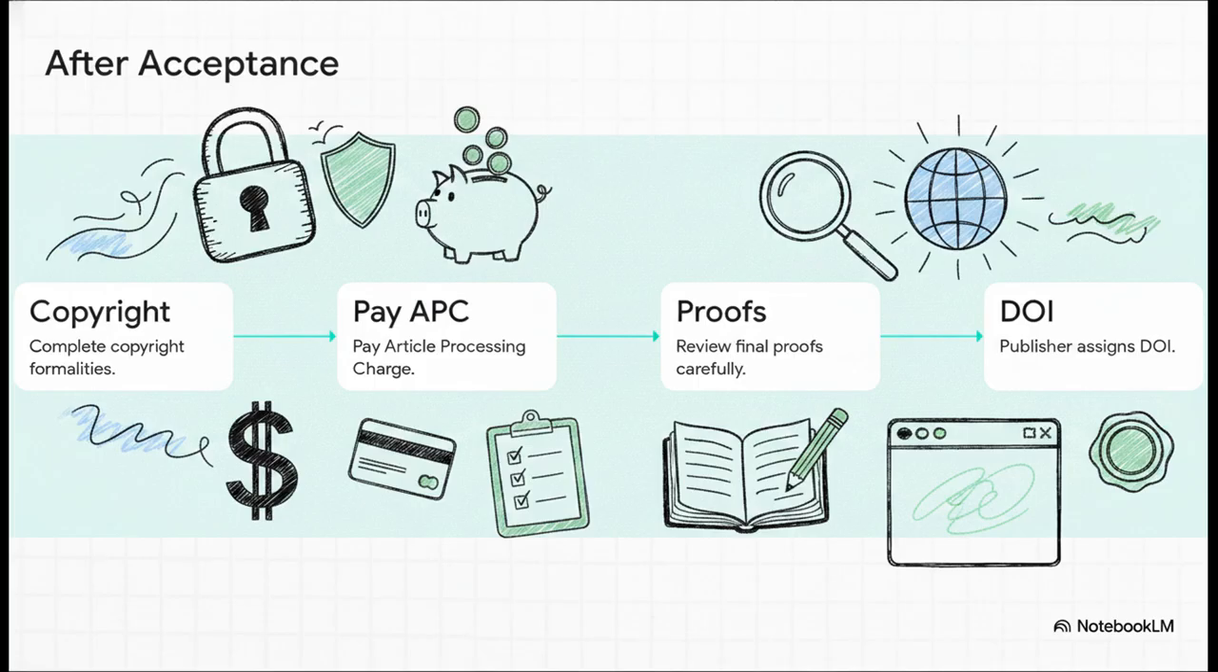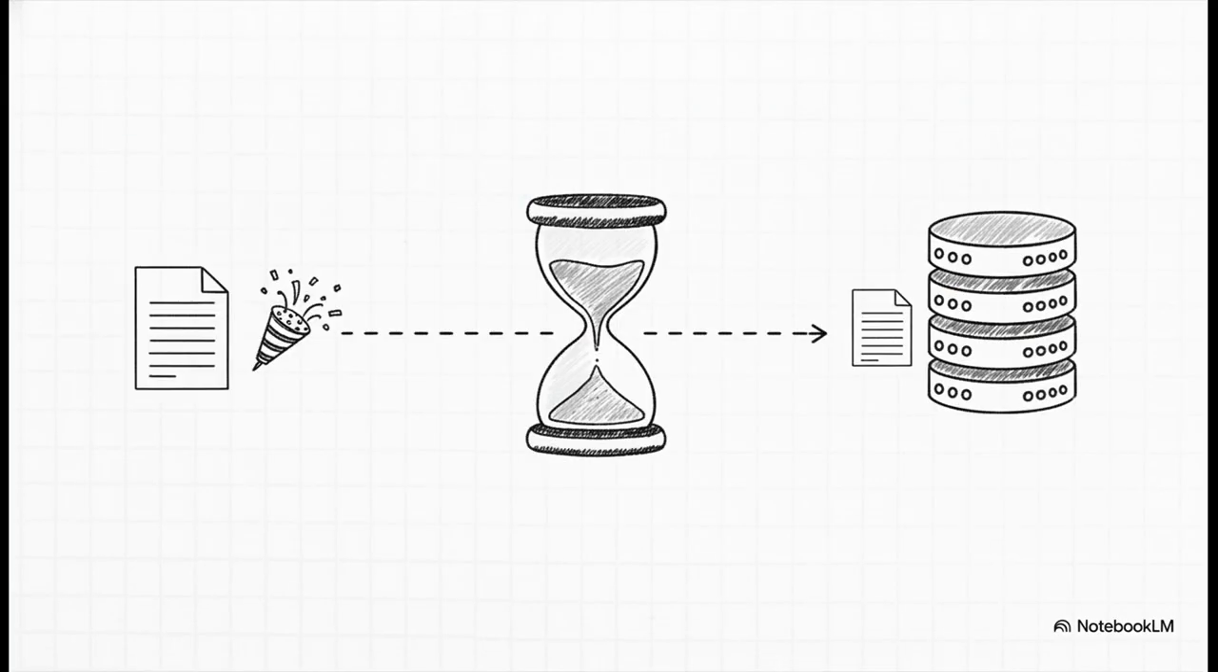Quick pro tip for you here. Always double-check the current APC rates on their official website before you even submit, because those historical fees can definitely change. After that's sorted, you rigorously check your final proofs. Once you give them the green light, the publisher assigns the DOI, volume, and issue, and boom, your paper is out in the world. But we need a quick reality check here.